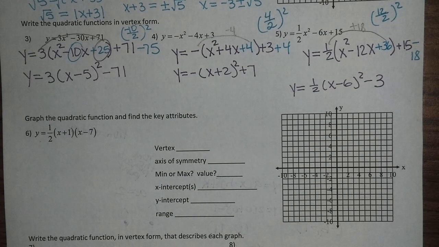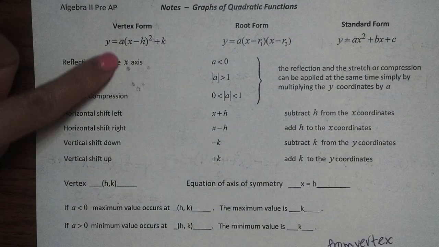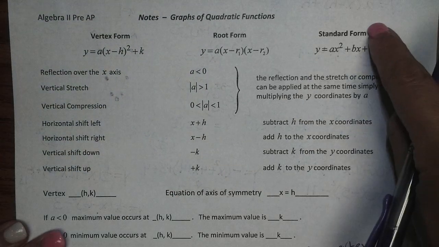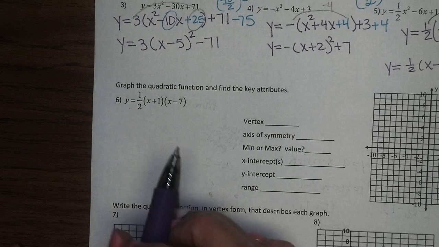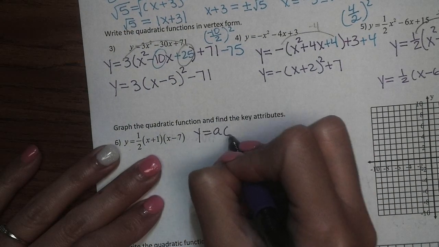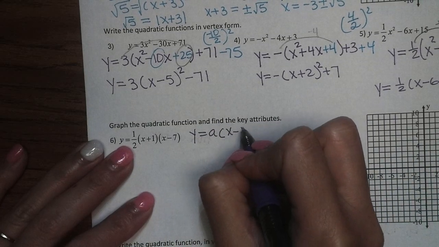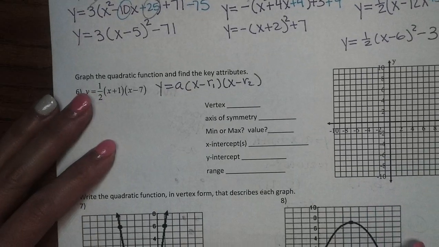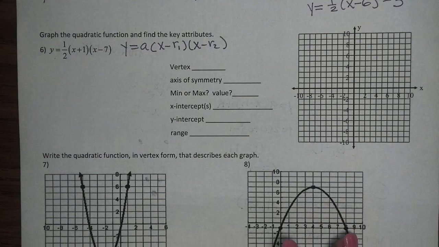And then the next type of equation that you need to be familiar with is called the root form. So far we just focused on vertex form. Right now we're going to do root form, and then you still have to watch the other video on standard form. So root form, let me write it down over here. It's y equals a times x minus root 1 times x minus root 2. Root 1, root 2, those are the roots, which are also known as the x-intercepts.